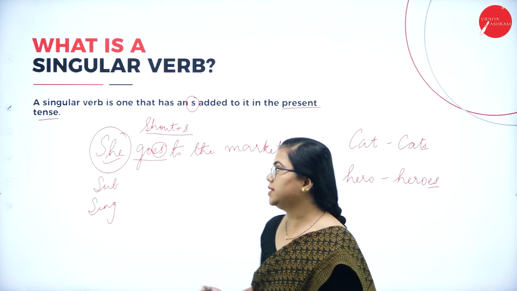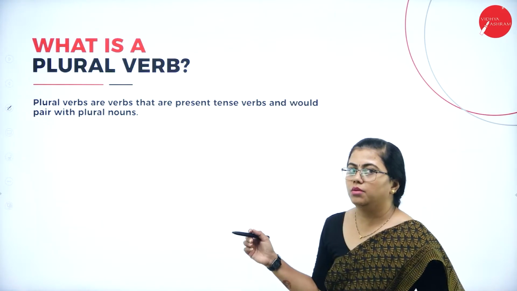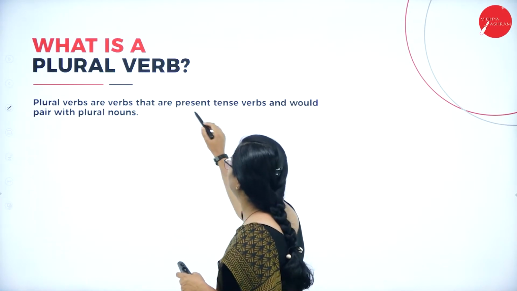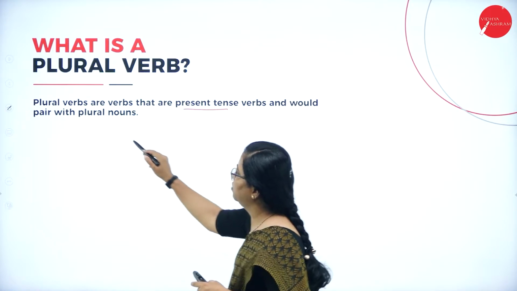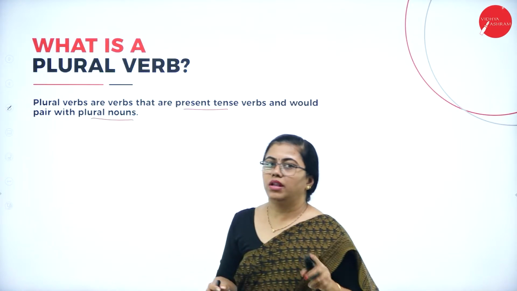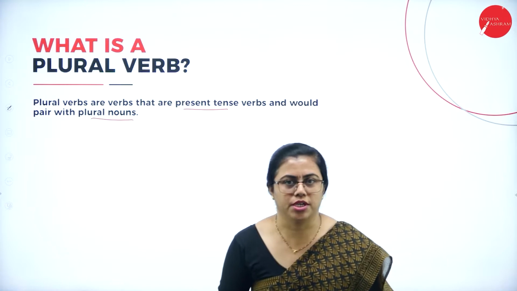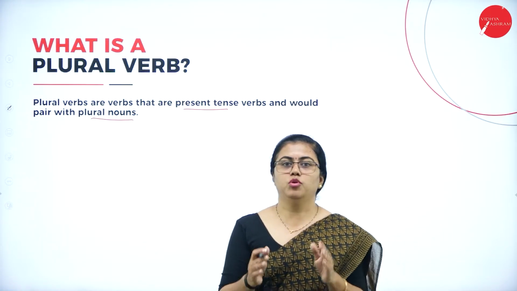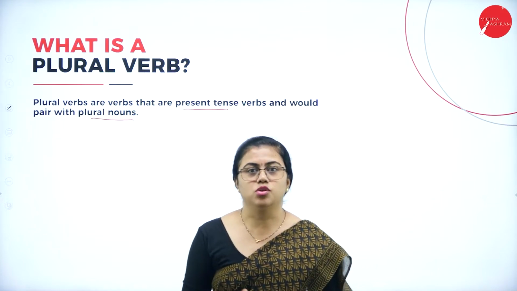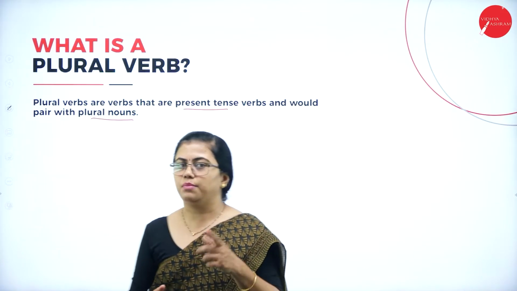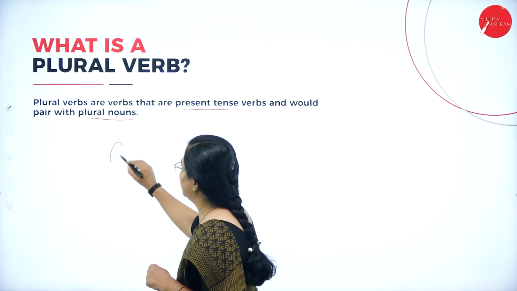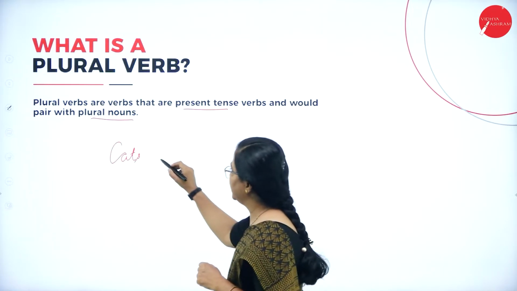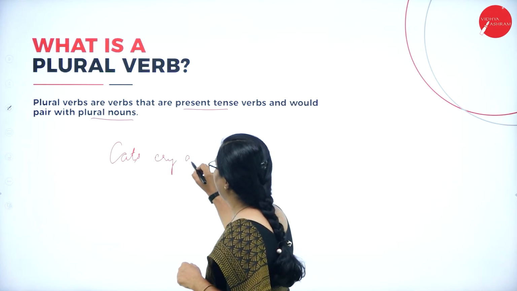So let us understand what is a plural verb. Plural verbs are those which, in present tense, always pair with plural nouns. Whenever there is a plural noun as the subject, only then do we use plural verbs. Plural verbs will not have s or es in the end. Let me give you an example. Suppose the subject is plural, I said, cats. Cats cry at night.